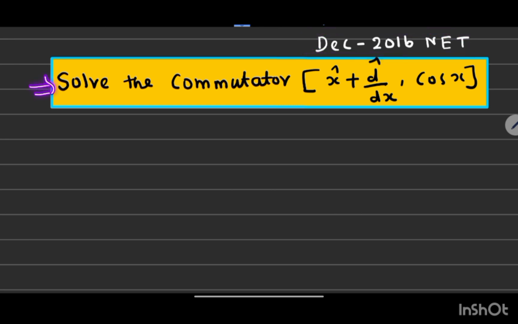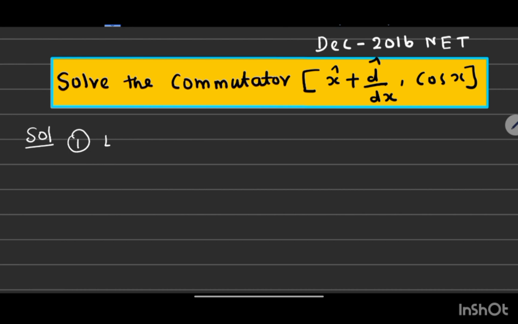Here you have the December 2016 UGC CSIR NET question. We have to solve a commutation relation that involves the position operator plus derivative operator, comma, cosine of position operator. Okay, let's solve this. To solve this commutation relation, we need to know the following two properties of commutation relation.